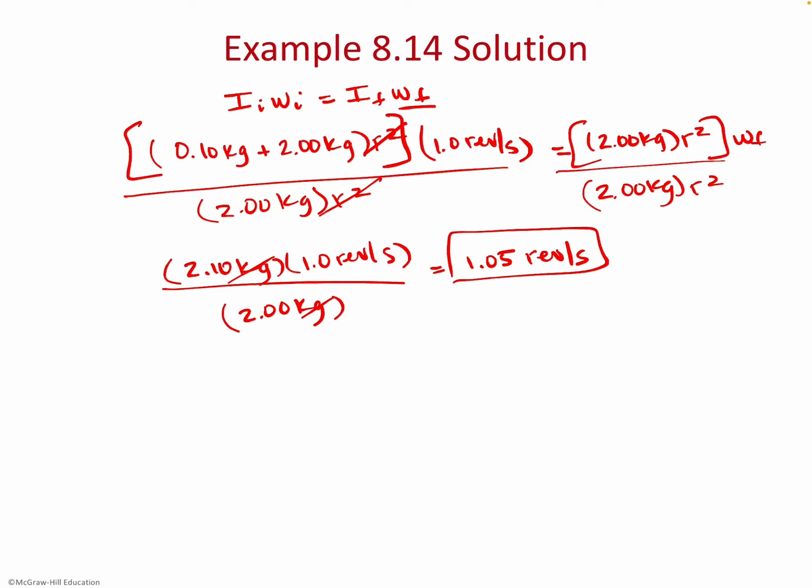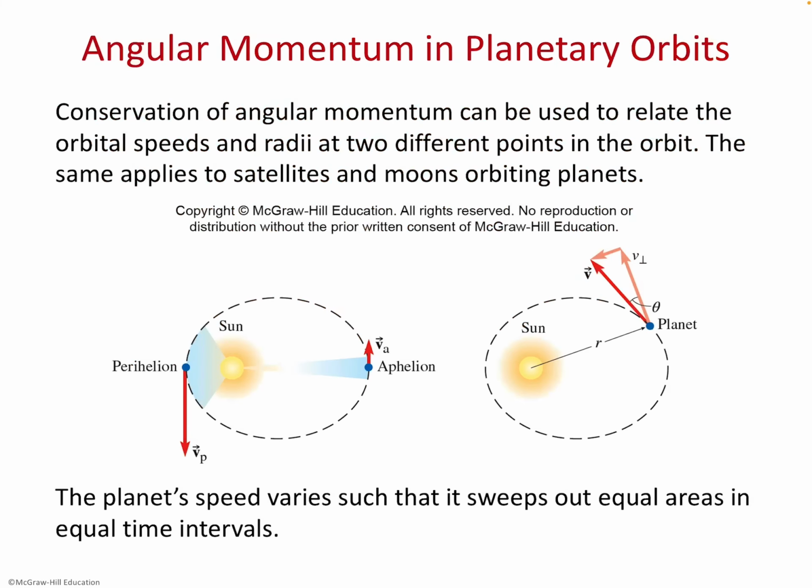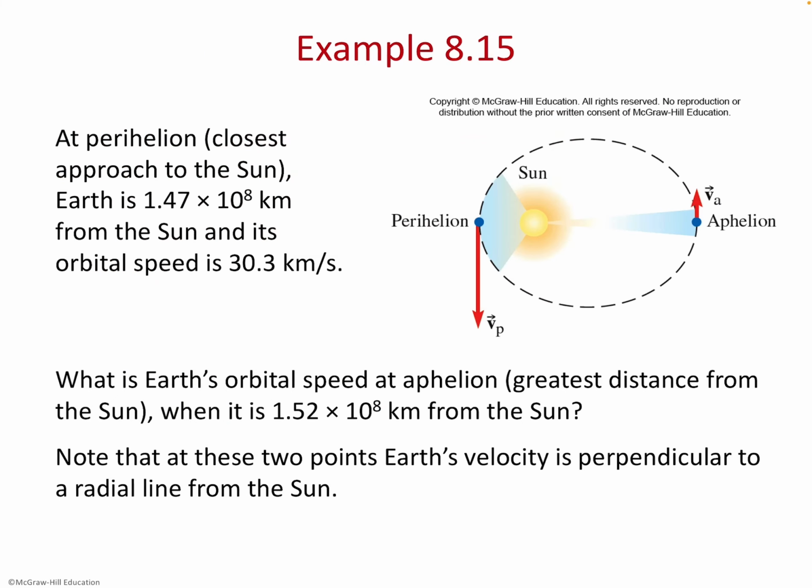All right, we have a couple more slides, and then I think we'll be done. So angular momentum in planetary orbits. All right, so conservation of angular momentum can be used in orbital speeds as well. So it has this example of a perihelion and an aphelion. So you would have a radius from the sun to that planet. Okay, so it's giving us an example with this.